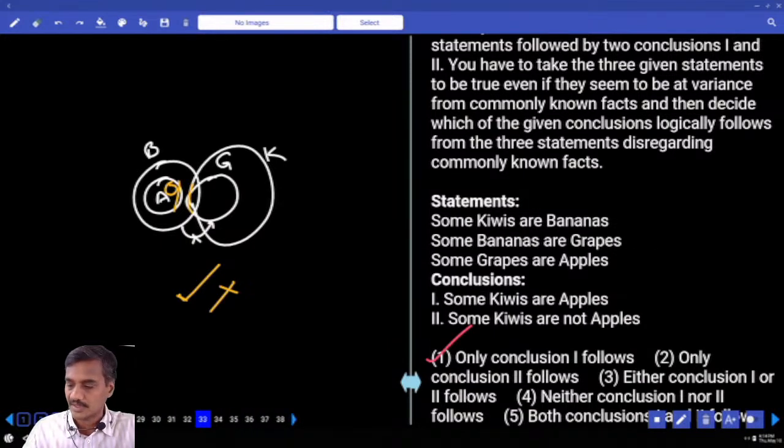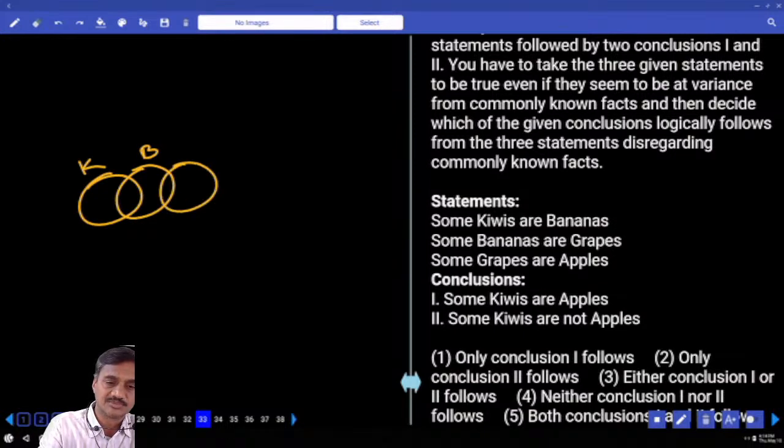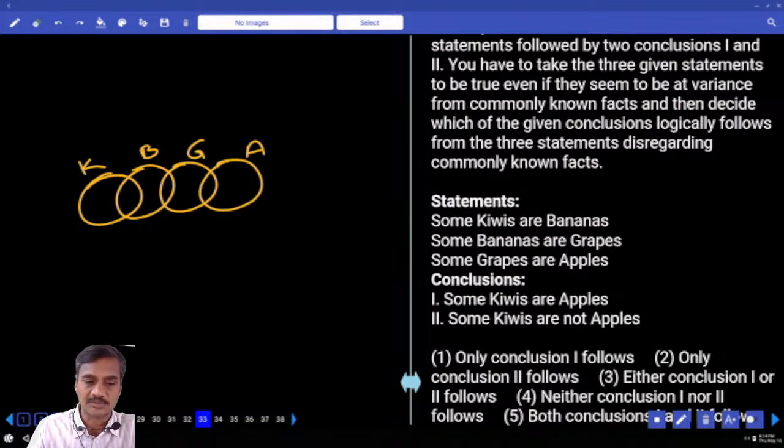Then 33. Now in question number 33, some kiwis are bananas. Now these are the kiwis that are bananas, kiwi and banana. And some bananas are grapes, and some grapes are apples. Then the first one, some kiwis are apples, that is false. Some kiwis are not apples, that is definitely true.